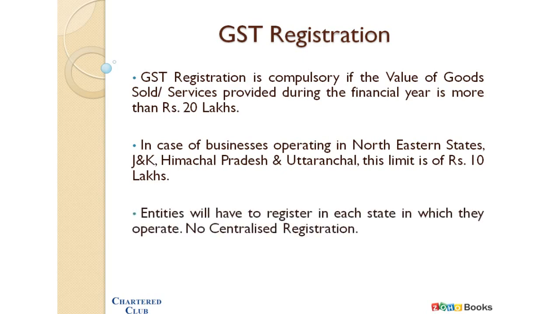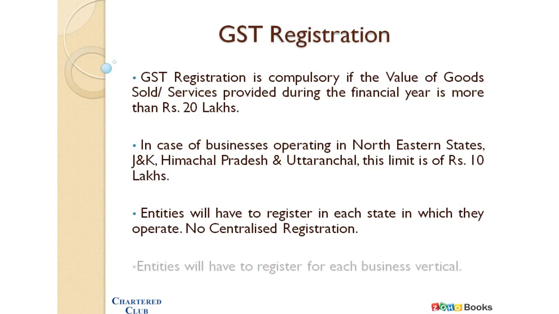Now the entities will have to register separately in each state in which they operate. That is, there would be no centralized registration. Let me tell you with the help of an example. Say I have an entity which has one office in Bangalore, one office in Ahmedabad and one office in New Delhi. For all these three offices, I cannot opt for a centralized registration. I will have to opt for separate registration for each of these states.